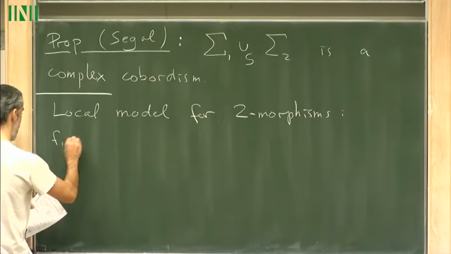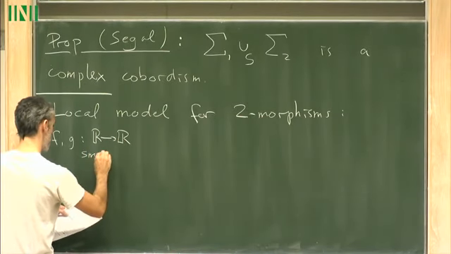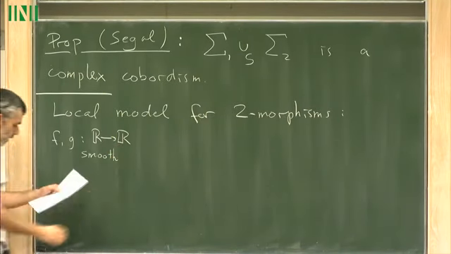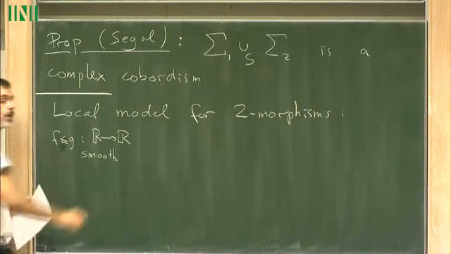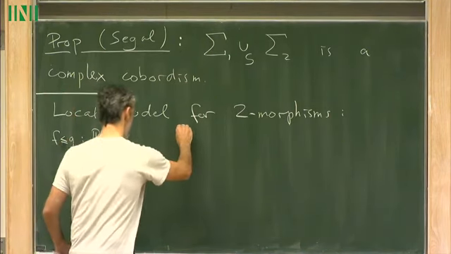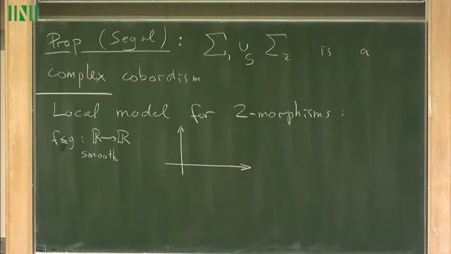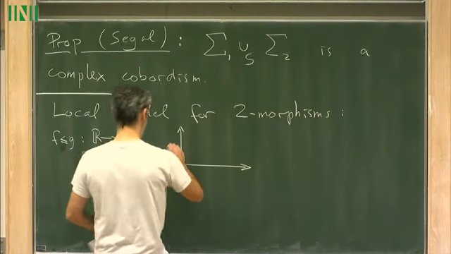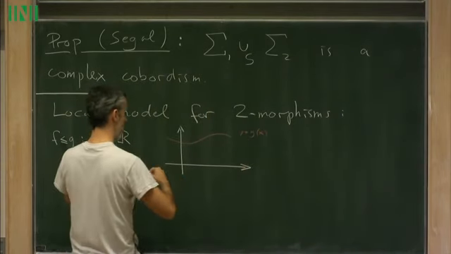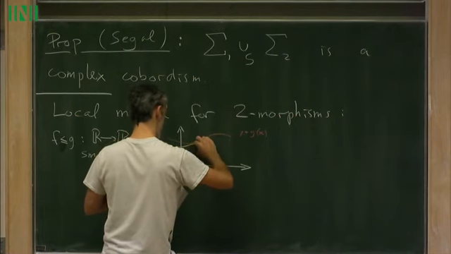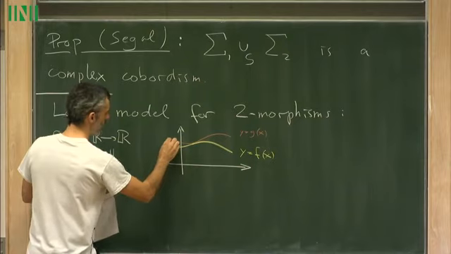So pick F and G from R to R, and I'm going to pick them to be smooth functions, C infinity functions, and I'm also going to assume that F is smaller or equal to G. Now I'm going to draw the graph of F and the graph of G. So here's y equals g of x, and this is y equals f of x, and I care about the stuff in between.